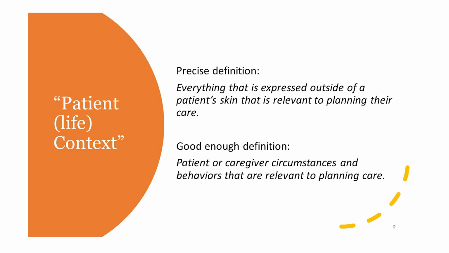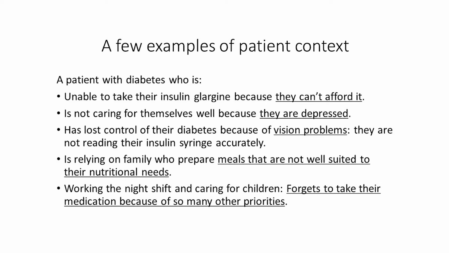Now, this slide is taken from the very first video. In brief, patient context refers to everything that is expressed outside of a patient's skin that's relevant to planning their care. That's the precise definition we use when applying for research grants. A more relatable way of saying more or less the same thing is that patient context refers to patient or caregiver circumstances and behaviors that are relevant to planning patient care. So, for instance, a patient with diabetes who's not able to take their insulin because they can't afford it. That would be patient context. Or not caring for themselves well because they're depressed. Or losing control of their diabetes because of vision problems, since they can't read their insulin syringe accurately. Or having to rely on family, who prepare meals that are not well suited to their nutritional needs.